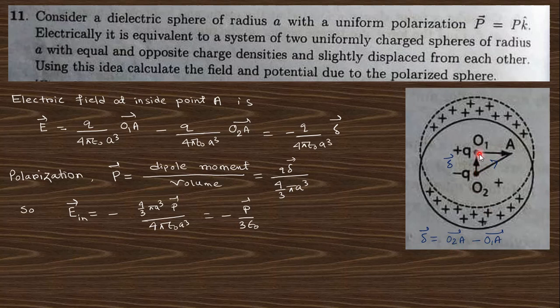You can see here this vector is nothing but the O2 vector minus the O1 vector, so this can be written as delta. Now the polarization is dipole moment per volume, and dipole moment is charge into displacement. So the electric field inside can be written with q into delta as nothing but P into the volume. If you put this in and rearrange, you will get the electric field within that region.